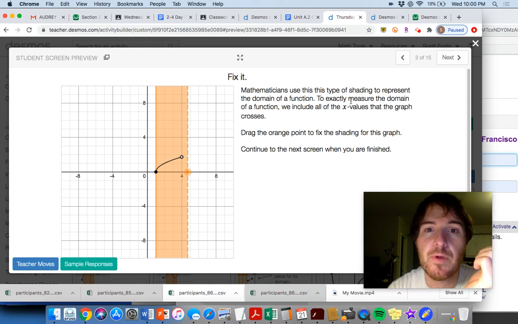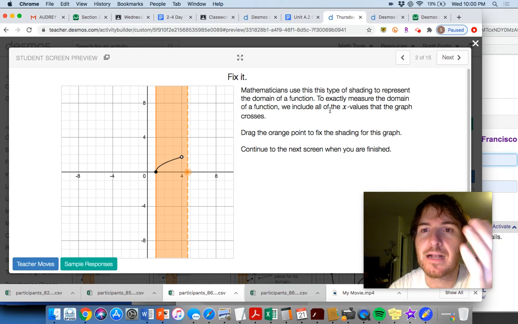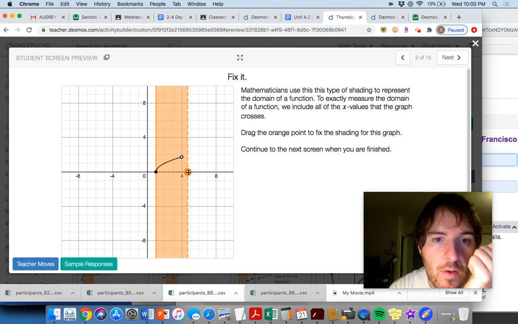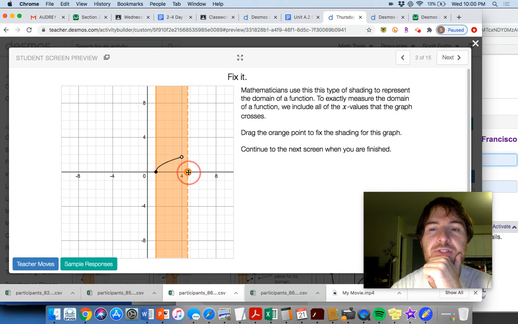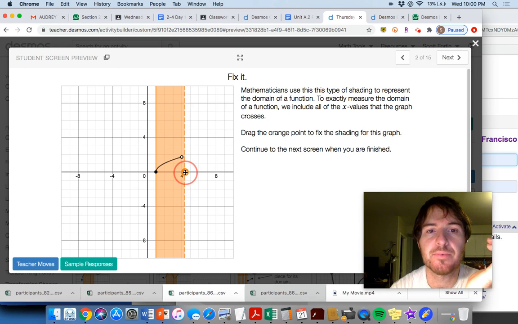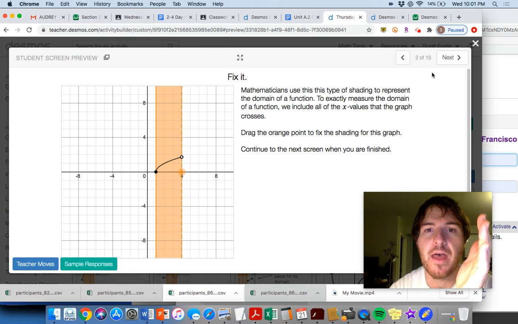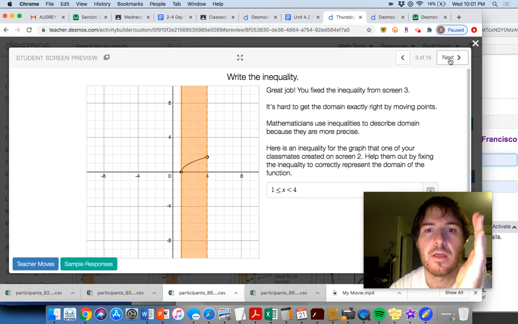Mathematicians use this type of shading to represent the domain of the function. To exactly measure the domain of a function, we include all of the x values that the graph crosses. Well, it's crossing too many here for describing domain, so we got to drag the orange points to fix the shading for this graph. Continue to the next screen when you are finished. So I think it's going to be as simple as this. I think that, right? So it looks like from -1 to 4, and we got to talk about this closed dot thing and the open dot thing in a second, but I'm going to go with that as my answer. Let's keep going here.